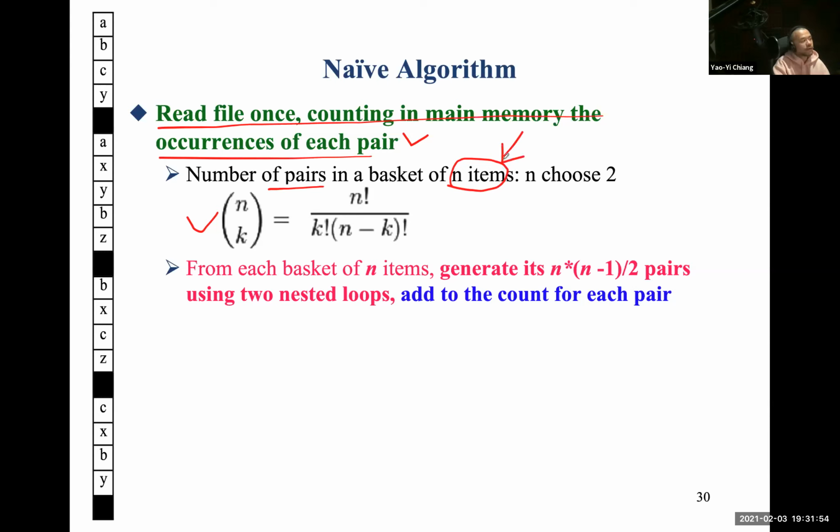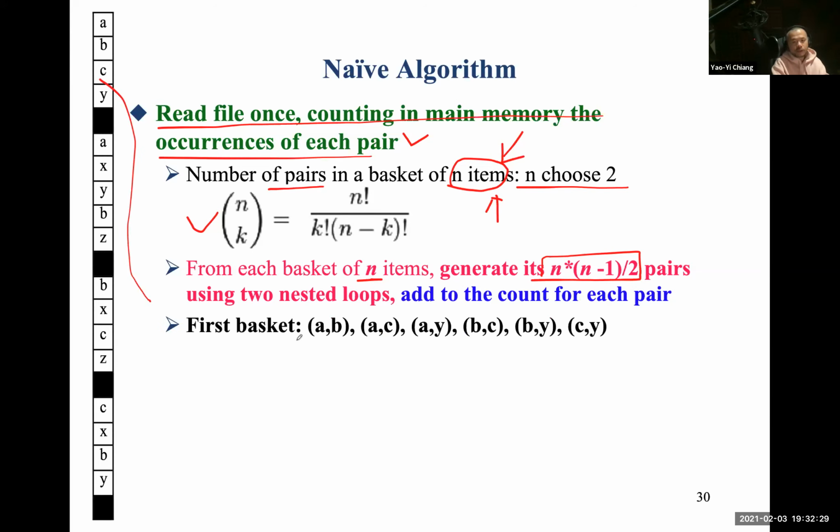Well, if you are counting frequent pairs, very often you already know how many different types of items you can have, right? For Amazon, this could be millions. So the number of pairs in the basket will be n choose 2. And we say when n is large, it's close to this number of pairs. So for each basket of n items, we will generate these pairs using two nested loops and add them to the counter. First basket, look here. This will be all the pairs that we can generate.